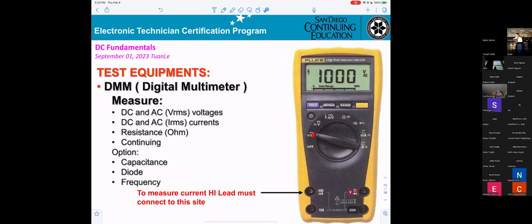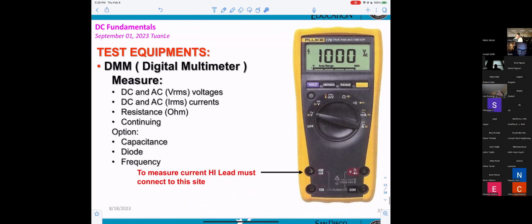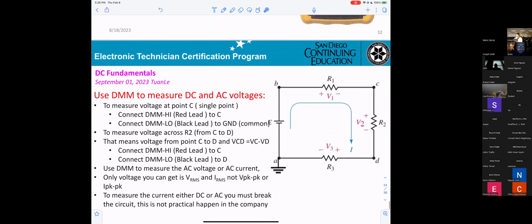Whatever this is, it's a meter. You want to measure voltage DC or voltage AC, either AC or DC voltage, or the current. The meter here can be a little different from the meter at the lab. The thing is, it costs more money, and they can measure more things than the one in the lab. However, this is an important thing for you: measuring the voltage at point C.